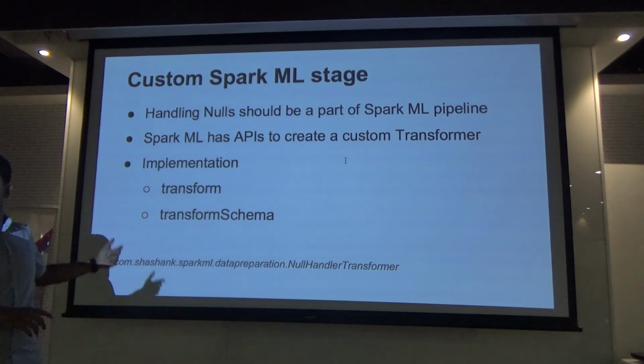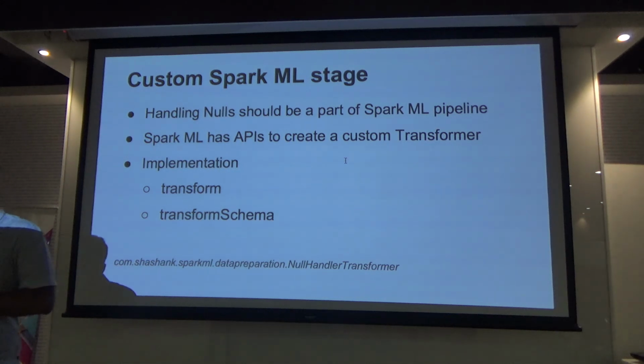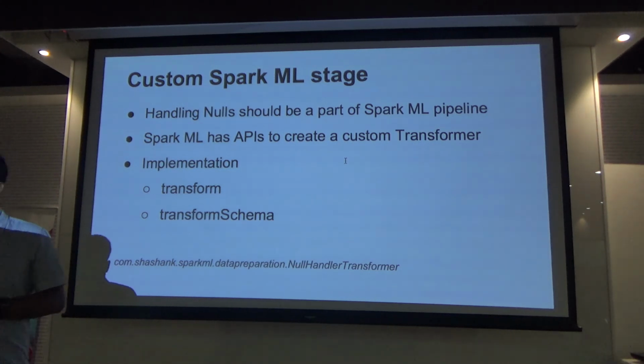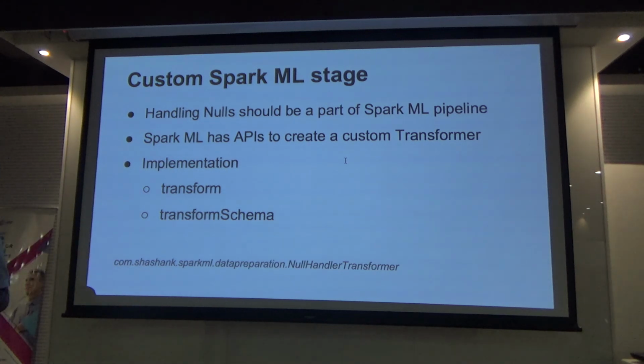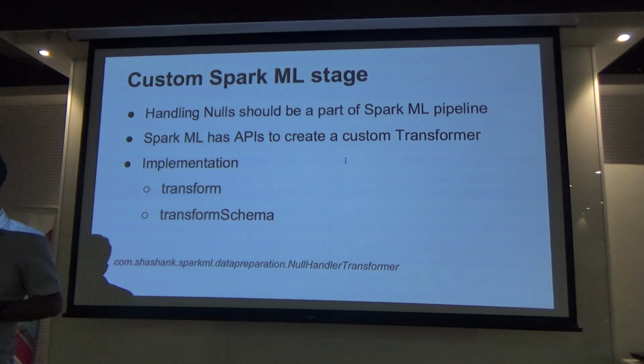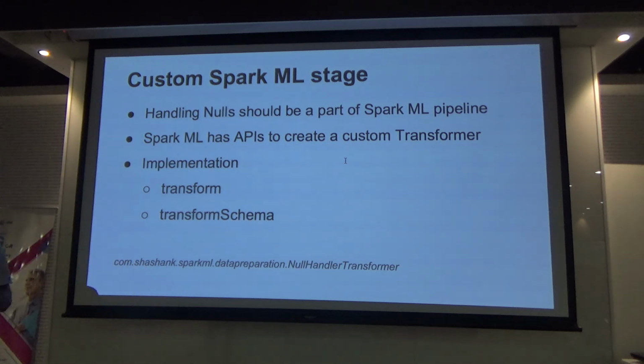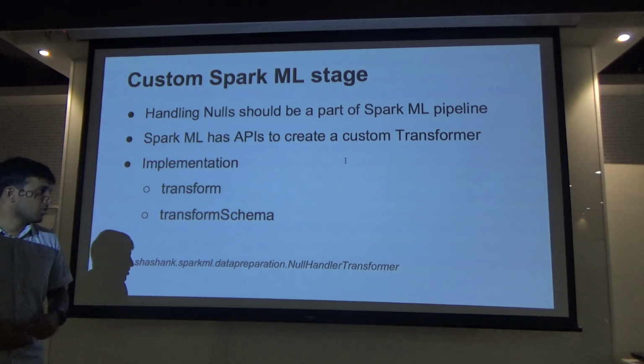So basically it calls transform schema on the complete set of your stages. So you need not wait for a long time to get an error that a schema mismatch is present. It goes through the transform schema on all of your pipeline stages. So that's what it does. So basically you need to implement these two things. So we'll go to the code now.